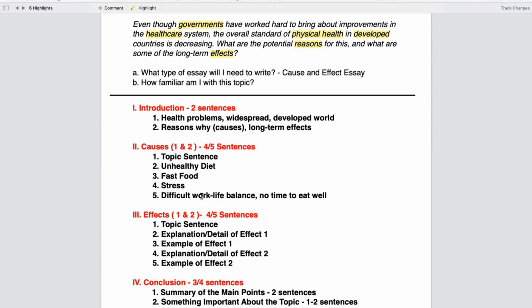So I've got my two causes, good. My two effects, I would say an effect of this unhealthy diet and low standard of health will be the fact that it can continue on to future generations. This is an effect. And I think of future generations, I think perhaps genetic problems can develop or continue. Okay, that is my example. Another effect could be a higher cost of living, because people are spending more on medical bills and medical problems. And so an example of that could be expensive healthcare.